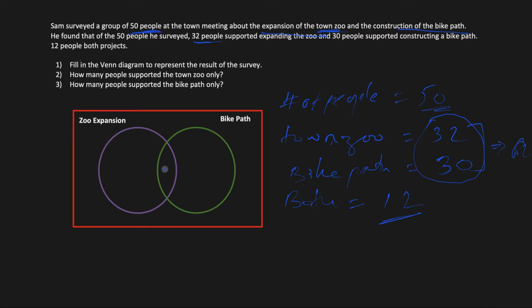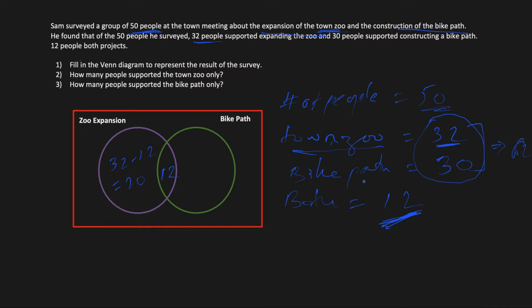So we know that the number of people who supported both is 12. And we know that the number of people who supported zoo expansion is 32. But of 32, we know that 12 people supported both. So this 32 also includes 12. So the number of people who were only supporting the zoo is 32 minus 12. So this is 32 minus 12, which is 20.